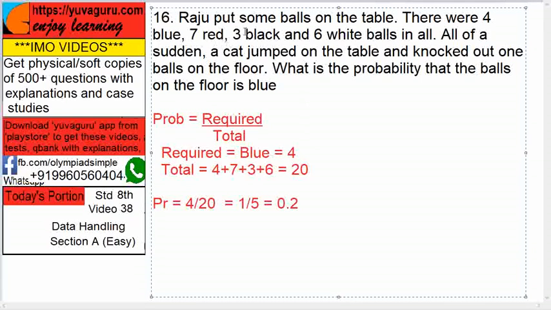Blue how much? How many blue? 4. So 4. Total is what? 4 plus 7 plus 3 plus 6 all. So 20. Probability equals to 4 upon 20. Required upon total. So 1 upon 5. Depends on what is given in the exam. If it's given in fraction, it's 1 upon 5. If it's given in decimals, it's 0.2. Okay. Check the answer and then write it accordingly.